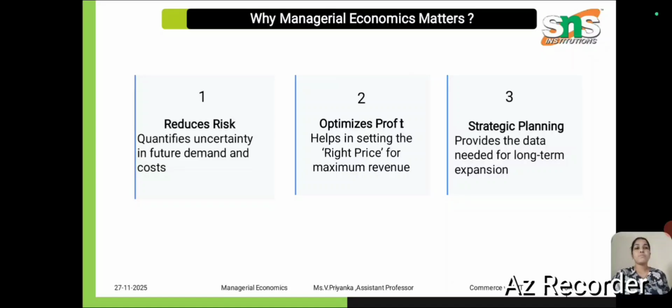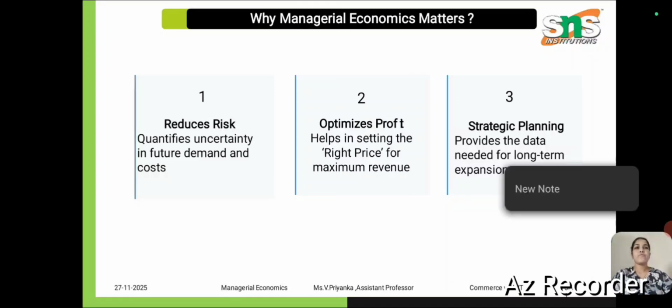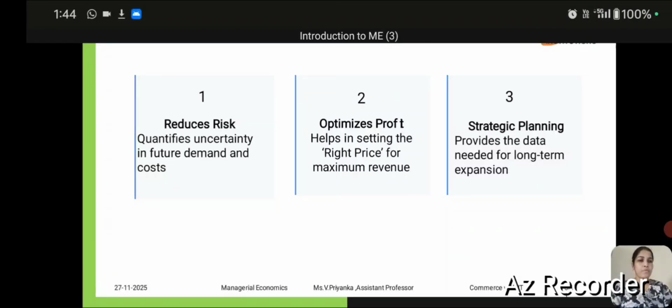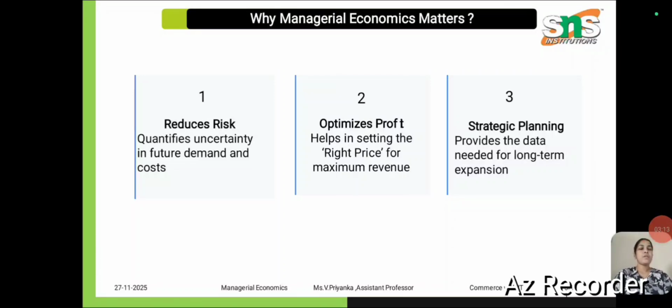Another important aspect of managerial economics is resource allocation. Since resources like money, labor and raw materials are limited, managers must use them carefully. Managerial economics helps in maximizing output with minimum cost, which is the main goal of every business. Managerial economics also helps in pricing decisions. Pricing a product is very important because it affects demand, revenue and profit. By understanding market structure and consumer behavior, managers can fix the right price for their products.